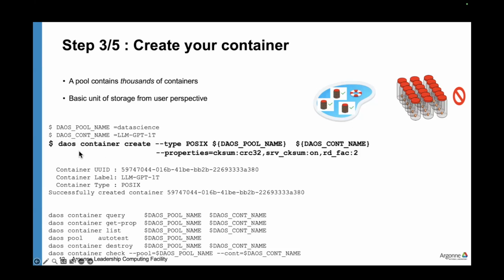So to create a container, you just give DAOS container create and specify the type as POSIX container, give the pool name and the container name that you want. And you can pass these properties to enable checksum and to have a redundancy factor of 2. This redundancy factor means you have 2 copies if you want reliability and if you want to rebuild your data in terms of data recovery. And you also have other tools here to query your container, get the properties, list, check, and destroy. But this is all that's needed to create a container.